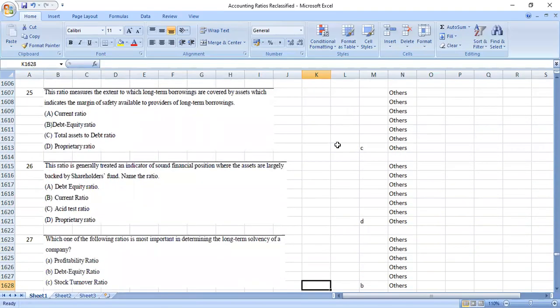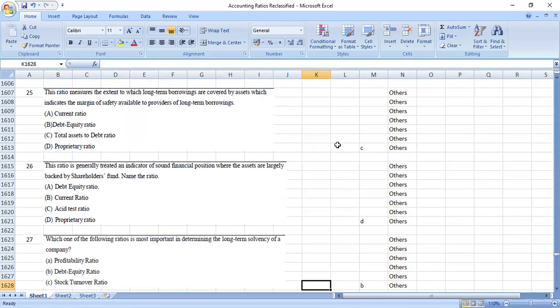This ratio measures the extent to which long-term borrowings are covered by assets, which indicates the margin of safety available to provide for long-term borrowings. The question asks which ratio helps find out how much money we have on hand to pay the long-term borrowings.